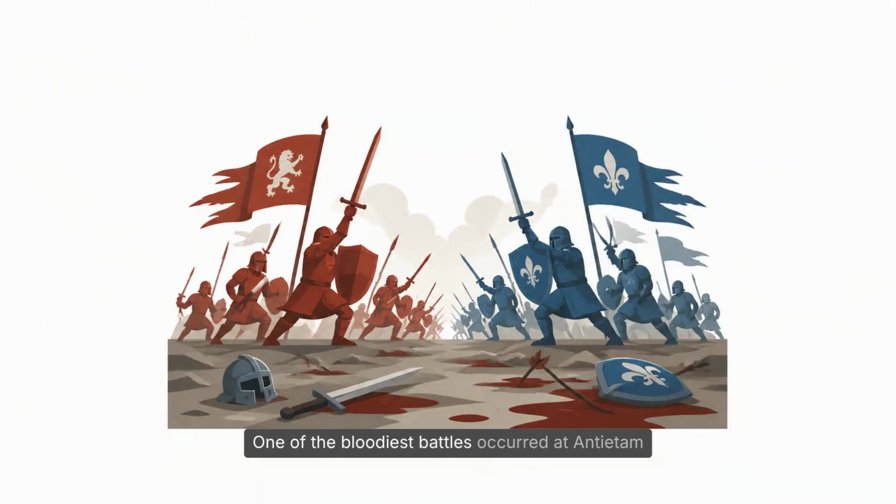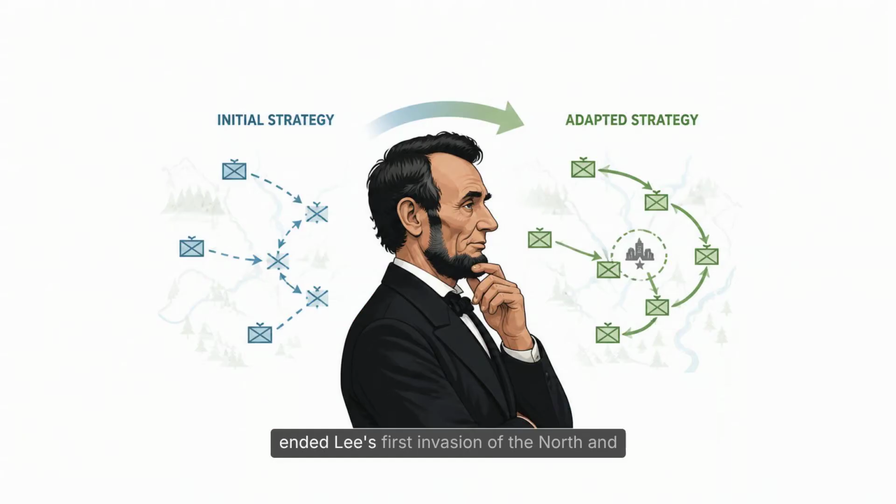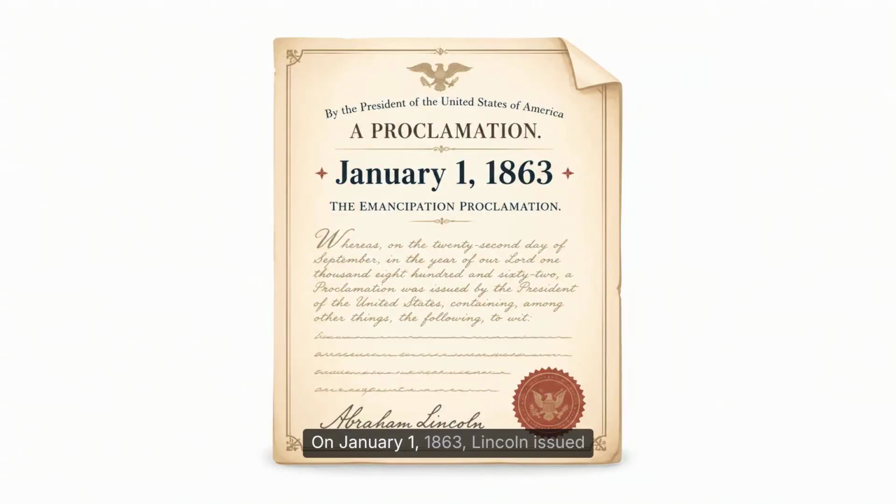One of the bloodiest battles occurred at Antietam in Maryland in September 1862. The battle ended Lee's first invasion of the North and provided Lincoln with an opportunity to announce a major change in the purpose of the war. On January 1, 1863, Lincoln issued the Emancipation Proclamation.